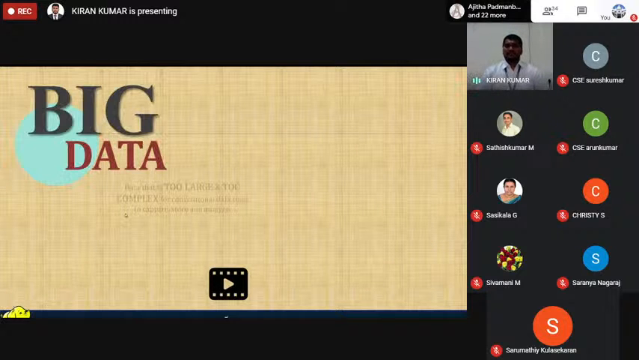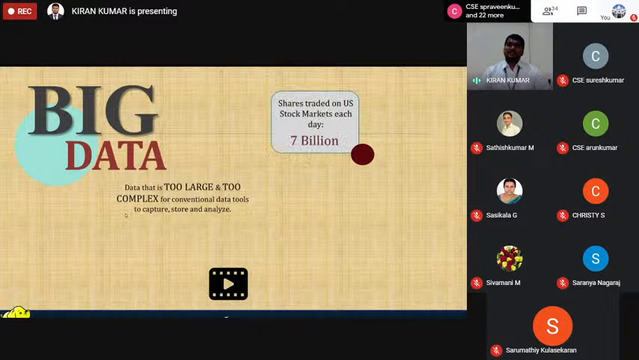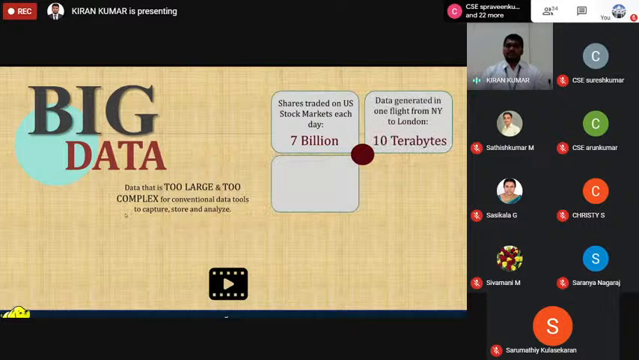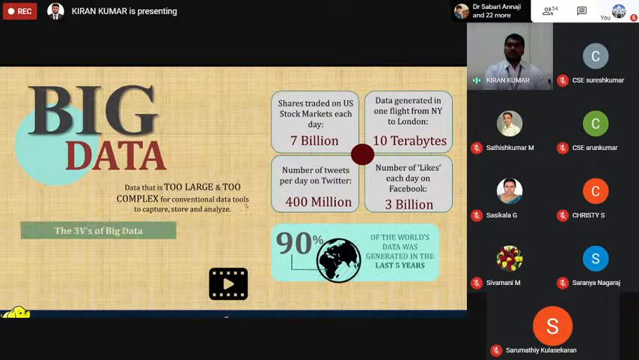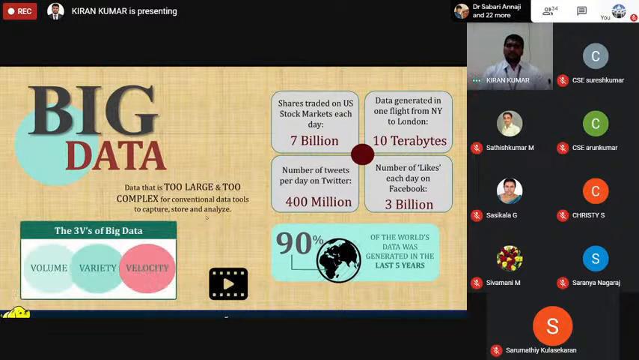Yeah, so let us try some more examples to understand where exactly big data is getting generated. As you can see on this slide, big data is too large and too complex for conventional data tools to capture, store, and analyze. So here the problem is not only the data which is coming. We need to capture, that is our first task. After capturing the data, we need to store and we need to analyze. So analysis comes at the end, to get some insightful information to give benefit to the customers and also to the companies.